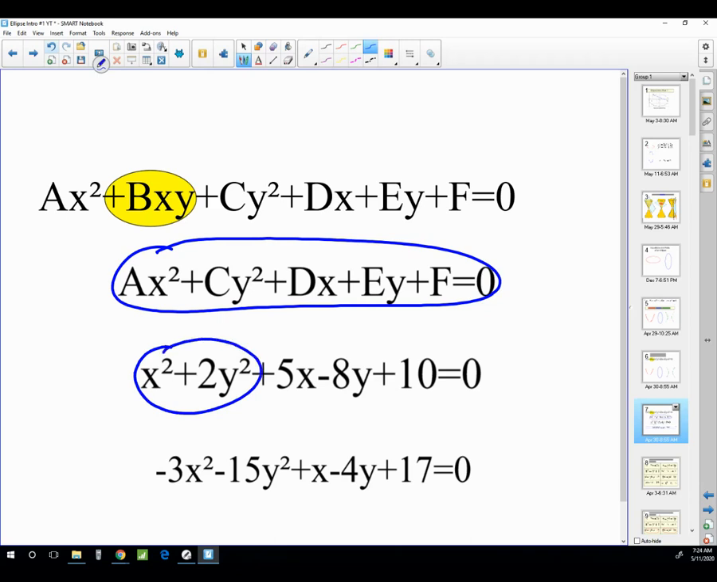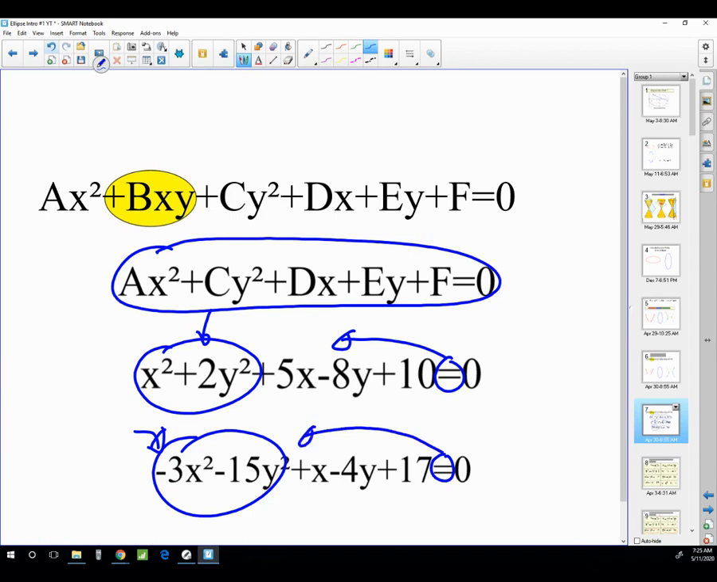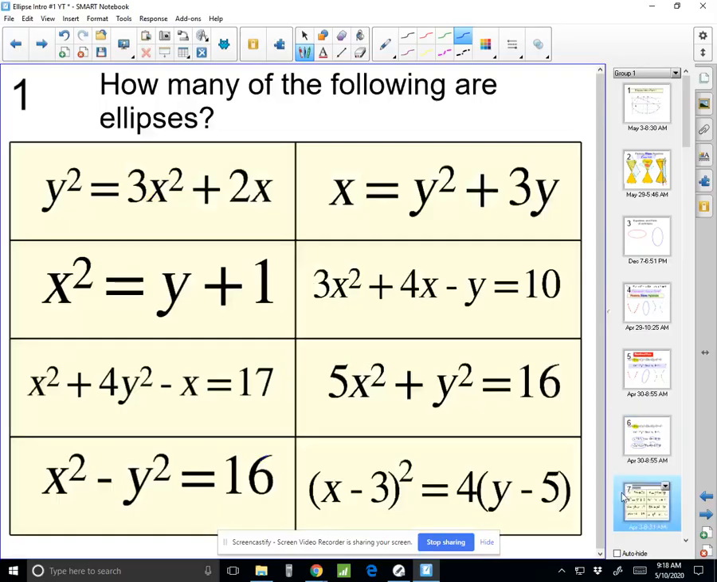You have both x squared and y squared, and they're both positive here and both negative there, but on the same side of the equal sign. You have to be very, very careful about that. There are some issues with the constant that we will go over later, but for now, we're just going to say both x and y are squared, and they're the same sign on the same side of the equal sign. Identify how many of those are ellipses.